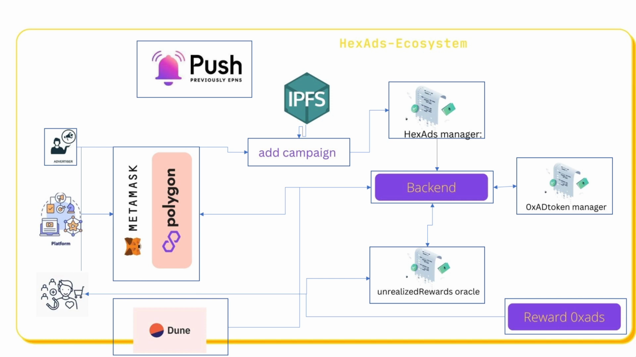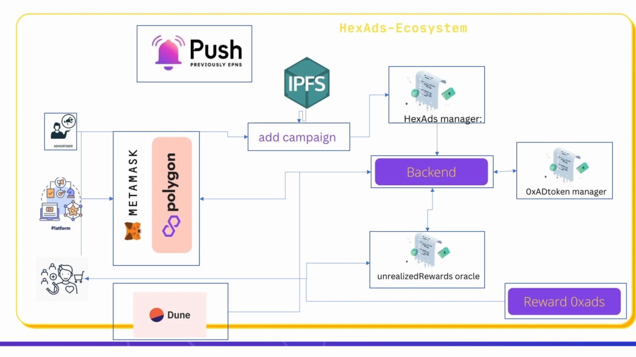When the user looks into the ad or clicks it and then creates an impression, the unrealized rewards oracle gets triggered, and this contract makes a note of all the rewards that are supposed to be given to the user, which is also taken note of in the backend. So once the user wants to withdraw, he can make a request to the backend, and from the backend, we trigger a contract called the HexAds Manager contract, which manages all the HexAds token inflow and outflow. So then the rewards are being sent to the user.